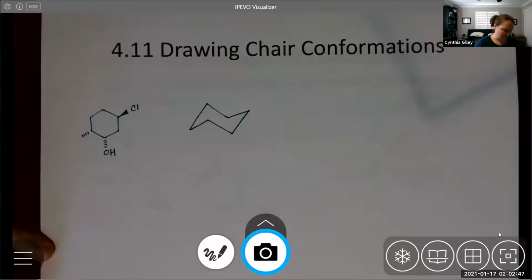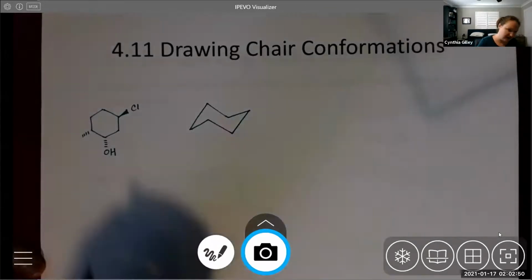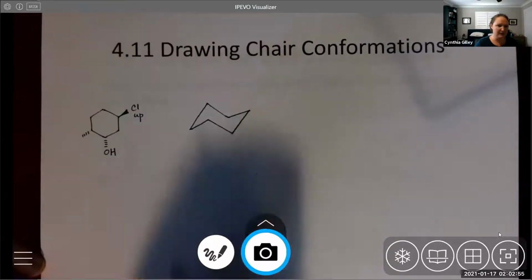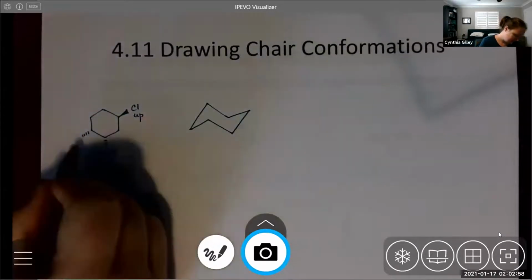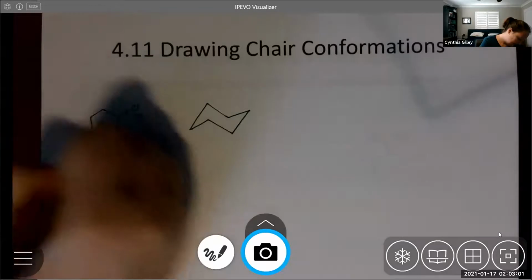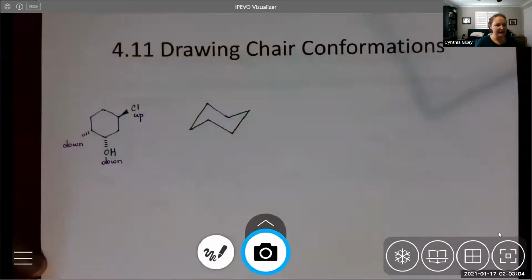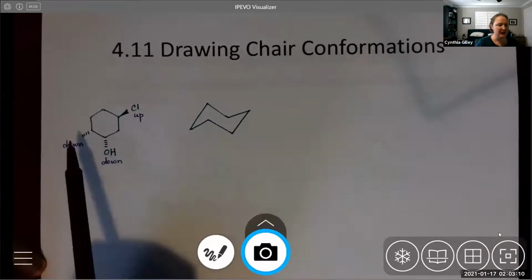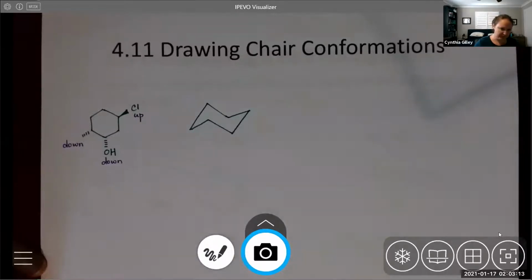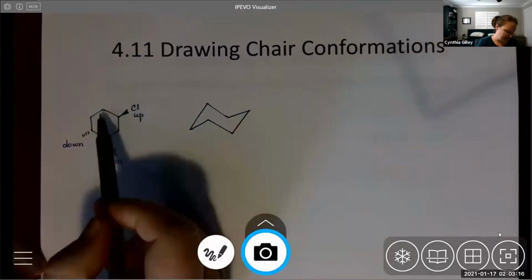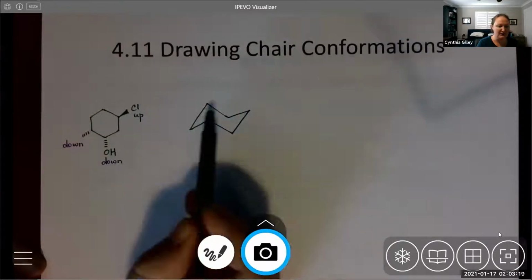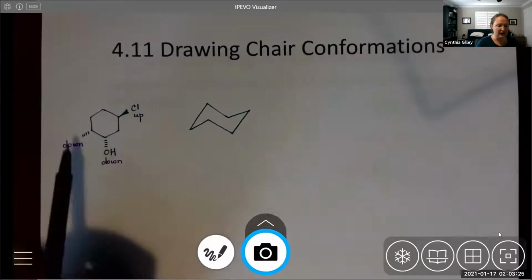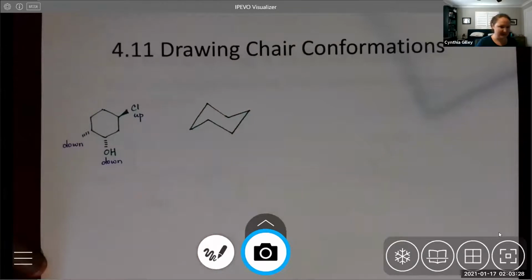And then what I want you to recognize here is that when you're drawing a chair conformation, when you see something that's on a wedge, we're going to call this up, and when you see something that's on a dash, these two are down. No matter which chair conformation you're drawing, the chlorine needs to be in an up position, and the hydroxyl group or the alcohol group and the methyl group need to be in a down position. And I can start anywhere. I can place this chlorine at any single carbon I want to, as long as I then move consistently in a clockwise direction, for example, to place the other groups.